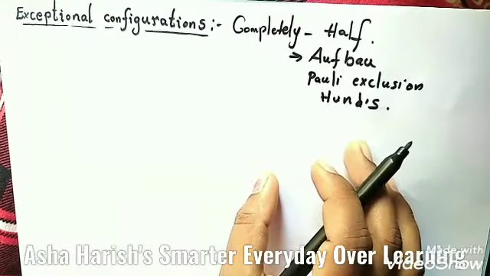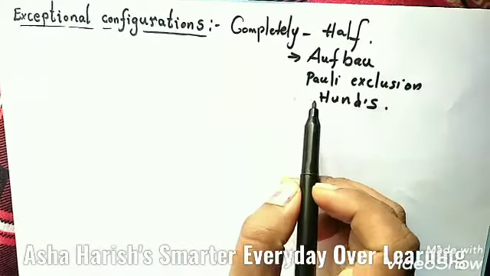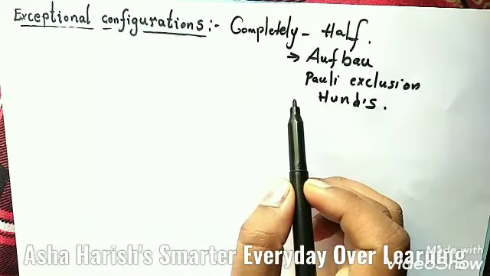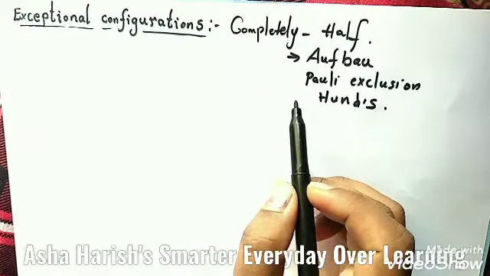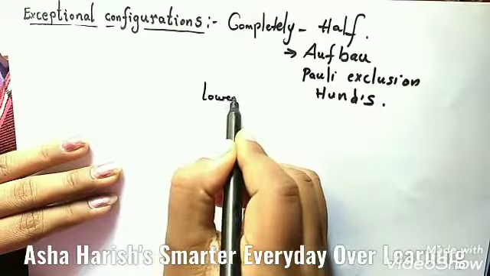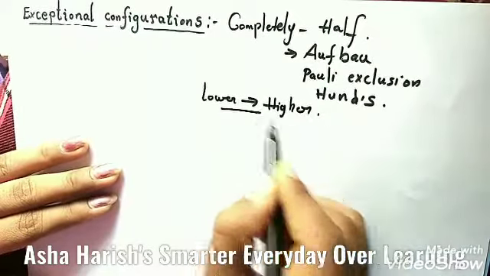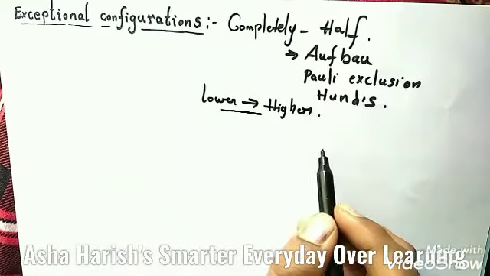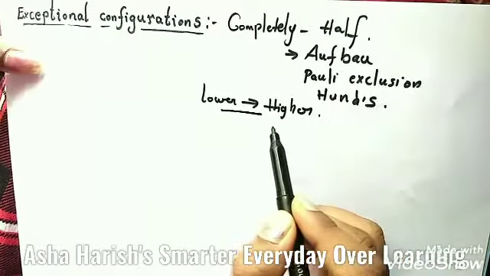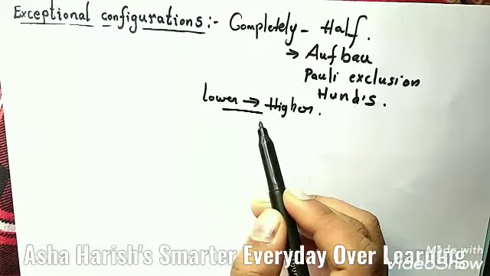However, in certain elements, when the two subshells differ slightly in their energies, an electron may shift from a subshell of lower energy to a subshell of higher energy. Here shifting of the electron takes place, either completely filled or exactly half filled of the electrons in the various orbitals of the subshell of the higher energy level.